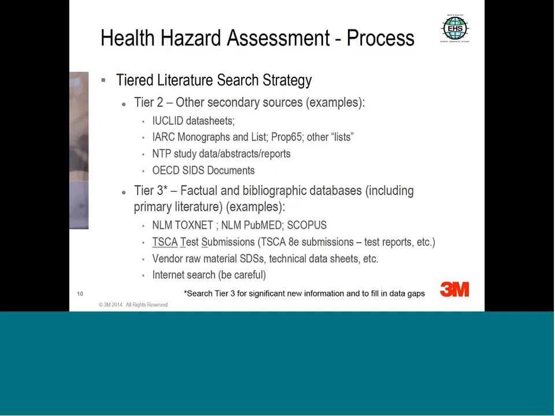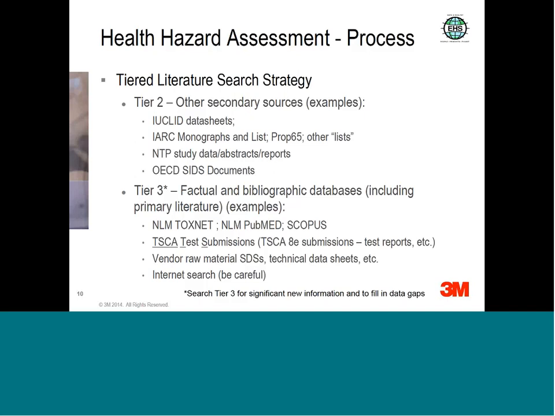And finally, we have Tier 3, and in Tier 3, we have factual and bibliographic databases, including the primary literature. These are examples: the National Library of Medicine TOXNET, PubMed, and Scopus. I don't know what that stands for, but that's a database that we have at 3M that provides searching. A wealth of data can be had from the TSCA test submissions. Sometimes those are called TSCATS, T-S-C-A-T-S.